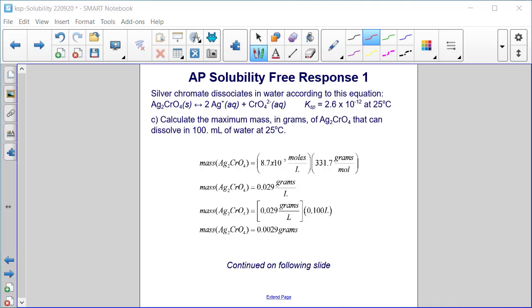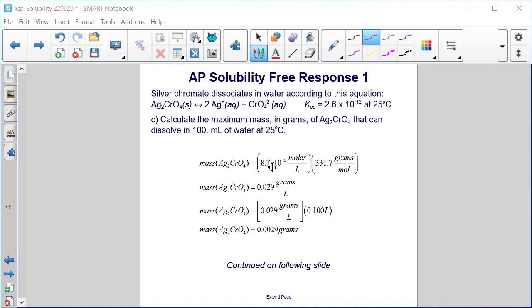Part C, calculate the maximum mass in grams of silver chromate that can dissolve in 100 milliliters of water. The concentration of the silver chromate that dissolved in part B is the same as x, right? Because remember that for every silver chromate formula unit that dissolves, we get 2 silver ions and 1 chromate ion. And the chromate ion concentration at equilibrium was x. So if the concentration of chromate at equilibrium in a saturated solution is x, that means that's also the concentration of silver chromate that dissolved.